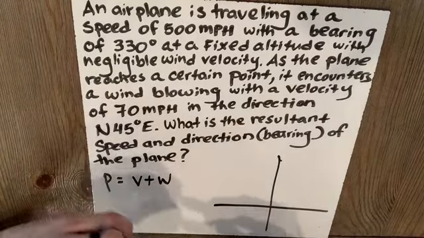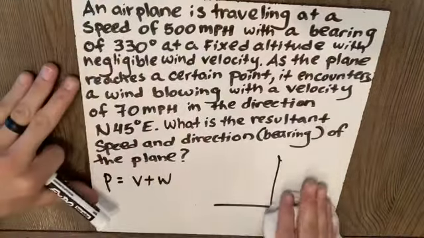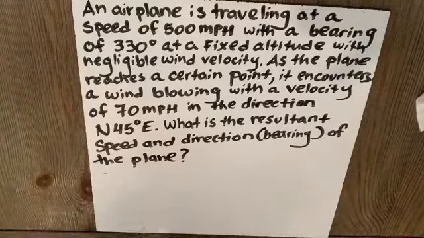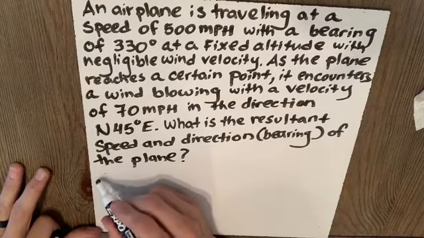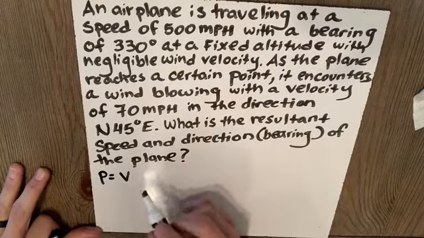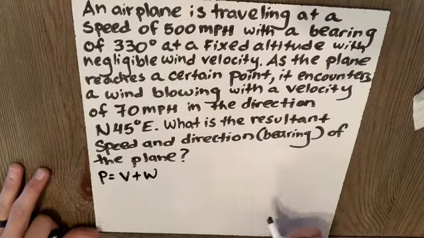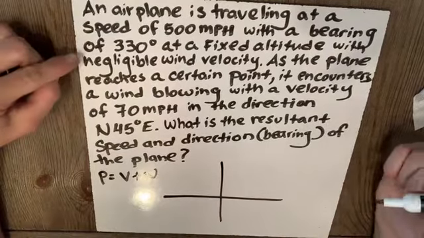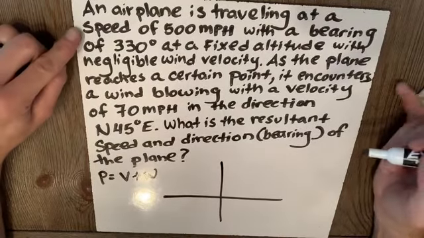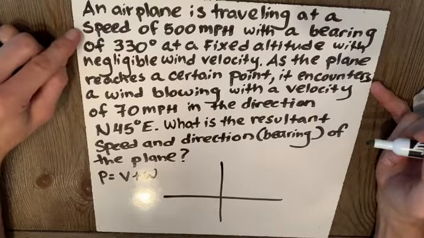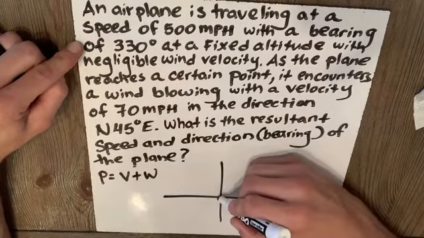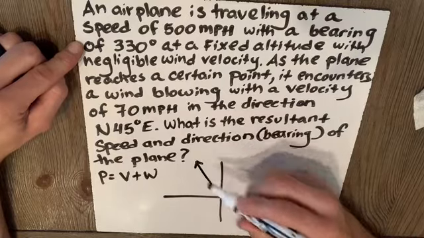So our original plane, let's see what's happening here. I'm going to draw two different sets of XY coordinates here. So the plane's original intention is V plus W for wind. Let's talk about the V vector. It says that the plane is set to go 500 miles an hour at a bearing of 330 degrees. So this is our vector V.